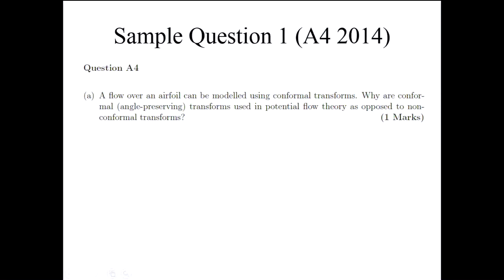Okay, so part A, we have a flow over an airfoil, and we know it can be modeled using conformal transforms. Why are the conformal transforms used in potential flow theory as opposed to non-conformal transforms? This has been covered in lectures. Any ideas how to answer this? It's just a 1-mark question, so the answer should be just like 1 sentence. So why do we prefer conformal transformations over non-conformal ones?